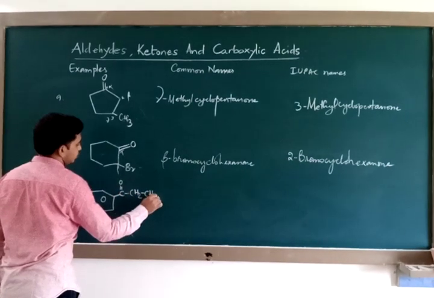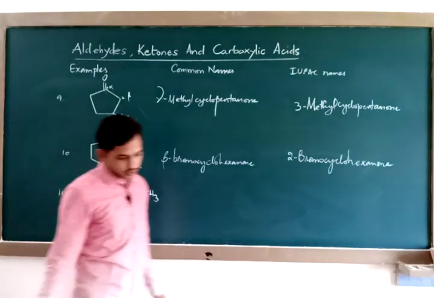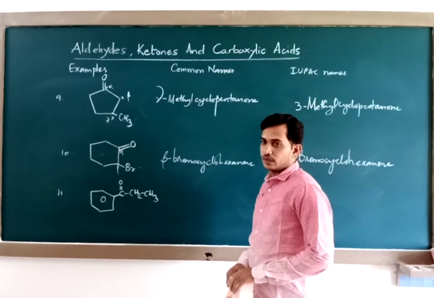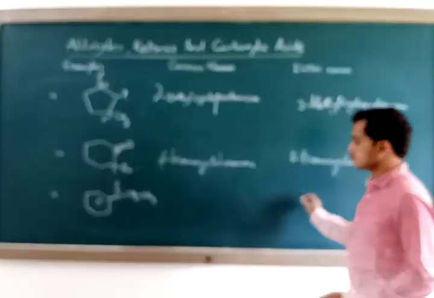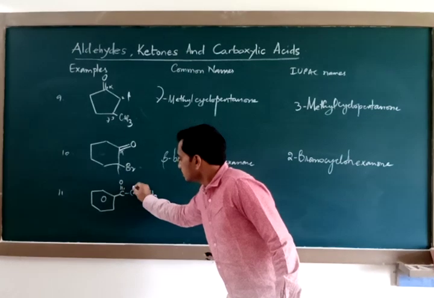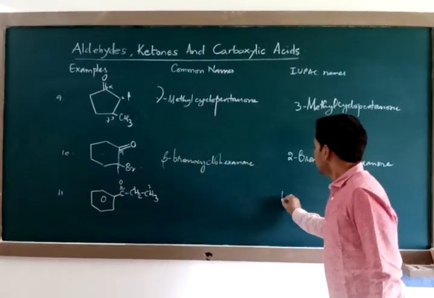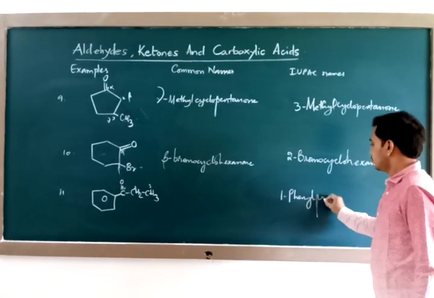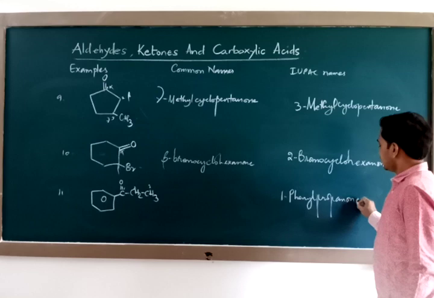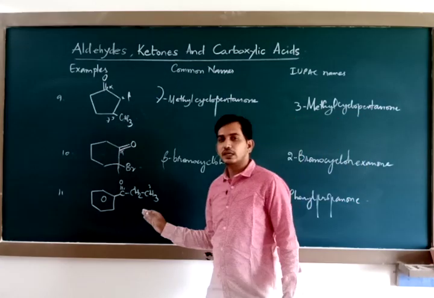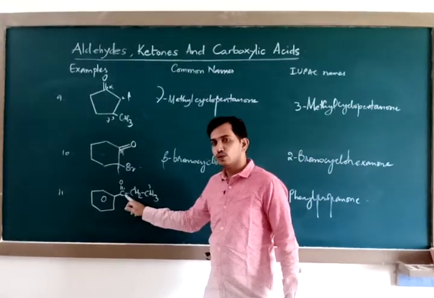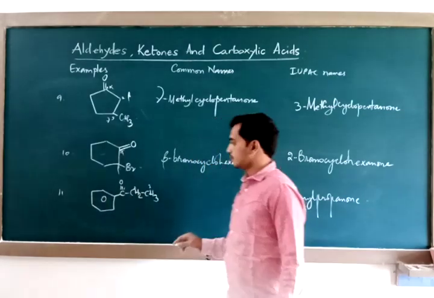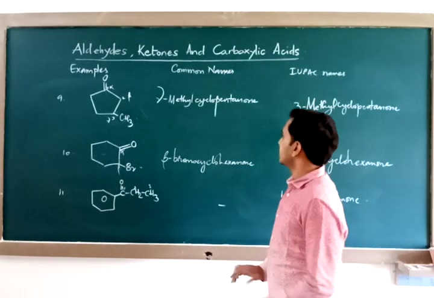The last example. Now tell, how do you name this compound? It is called, this should be given 1, 2, 3. So 1-phenyl propanone. I told you, because if there are cyclic ketones or aromatic ketones, then ketone group is numbered as 1. 1-phenyl propanone. You need not worry about common name.